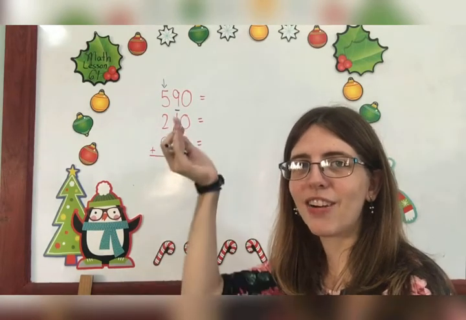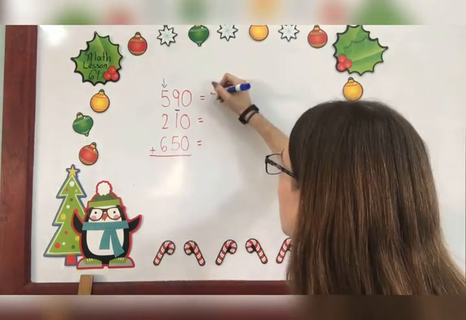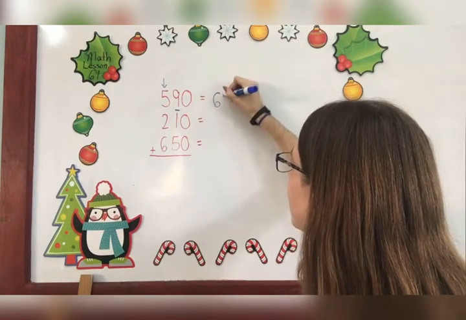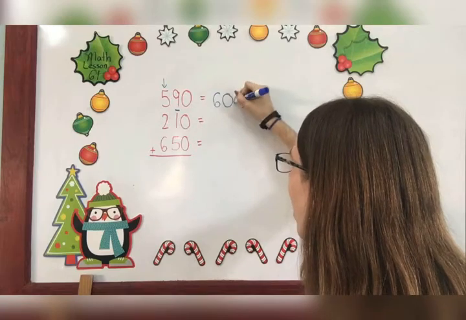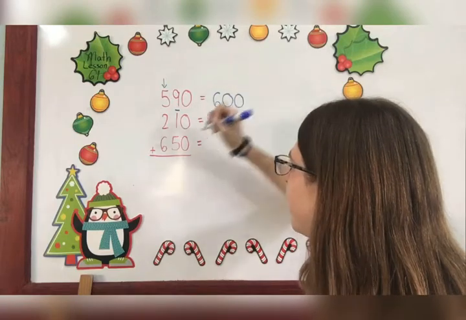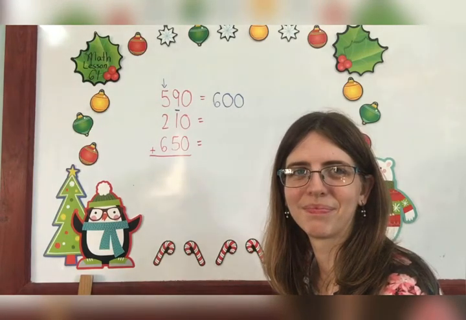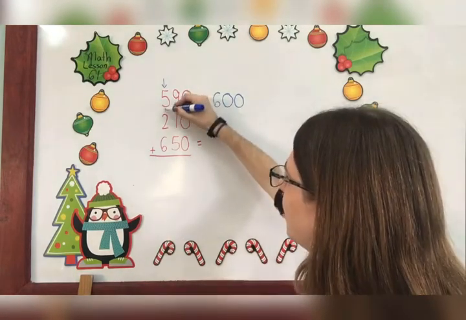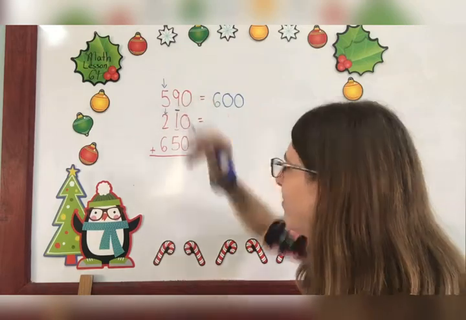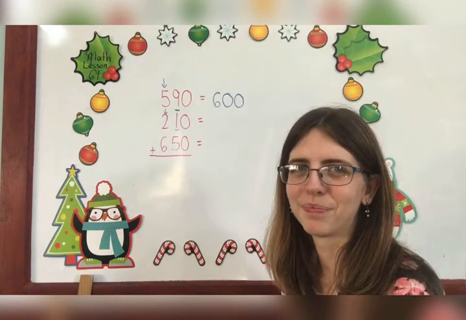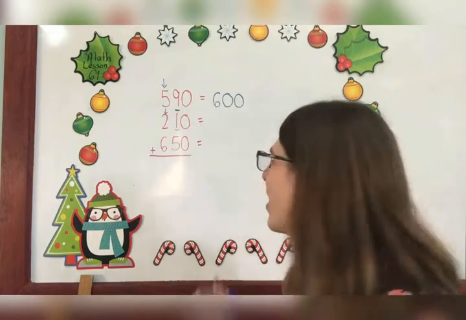It's 5 or greater, I round up. So the 5 becomes a 6. Everything else behind it is a 0, so it rounds to 600. 210. I'm rounding the 2. I look at the 1. What hundred does it round to? 200, very good.